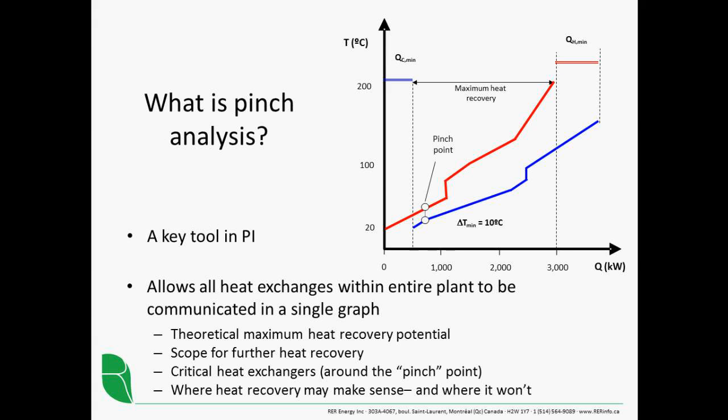So that's very powerful. In that single graph, we can read off the theoretical maximum heat recovery potential, and we can identify the minimum requirements for hot and cold utility. And by comparing that with our existing use of hot and cold utility, we can identify the scope for further heat recovery. Furthermore, we can identify where critical heat exchange is occurring. The critical heat exchangers, those tend to be around the so-called pinch point, which I'll talk about in a bit. And we can see where heat recovery may make sense, where it'll have absolutely no ultimate net impact on the plant, and where it may in fact incur a penalty.